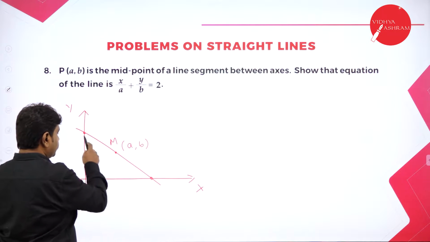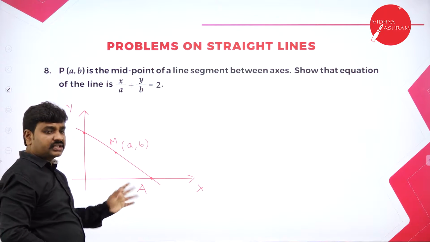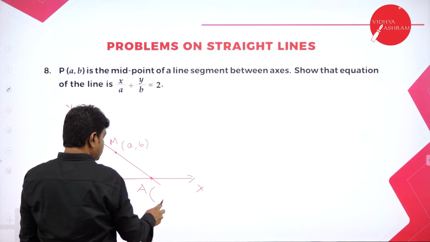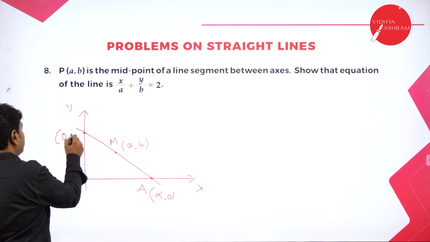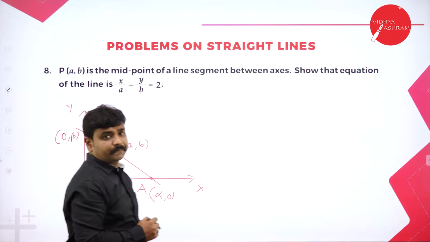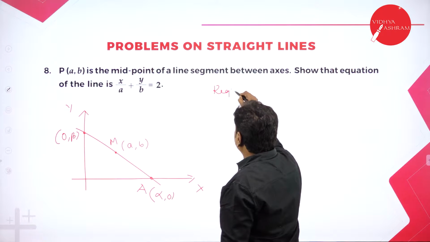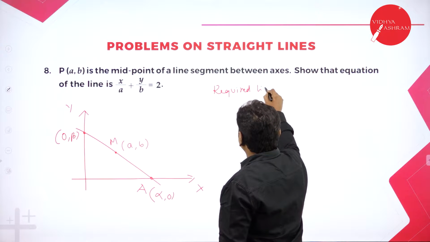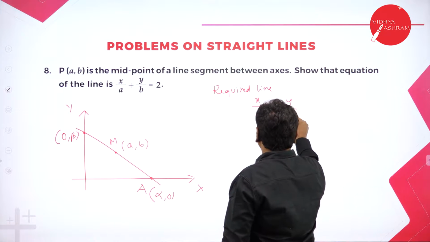This is x-intercept, this is y-intercept, and already we have a and b here. So I have to take some more values. I'll take x-intercept as alpha comma 0 and y-intercept as 0 comma beta. Now you know intercept form of line. So now the required line, I'll write in intercept form. Required line is x by alpha plus y by beta is equal to 1.